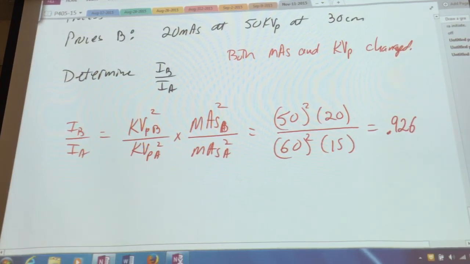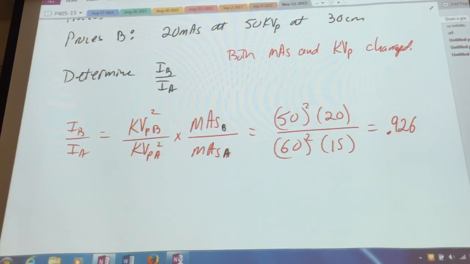You're not squaring, or you're squaring that? Oh, the mAs are not supposed to be squared. It's not good. No. We all agree on the number.